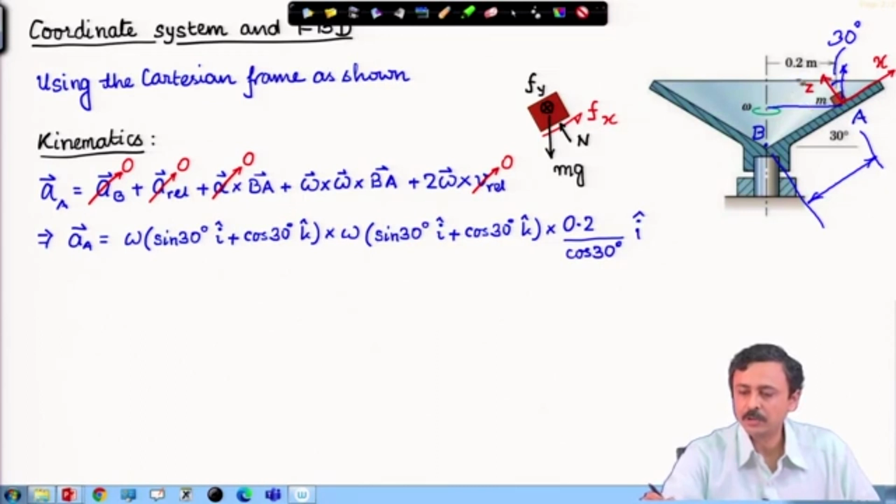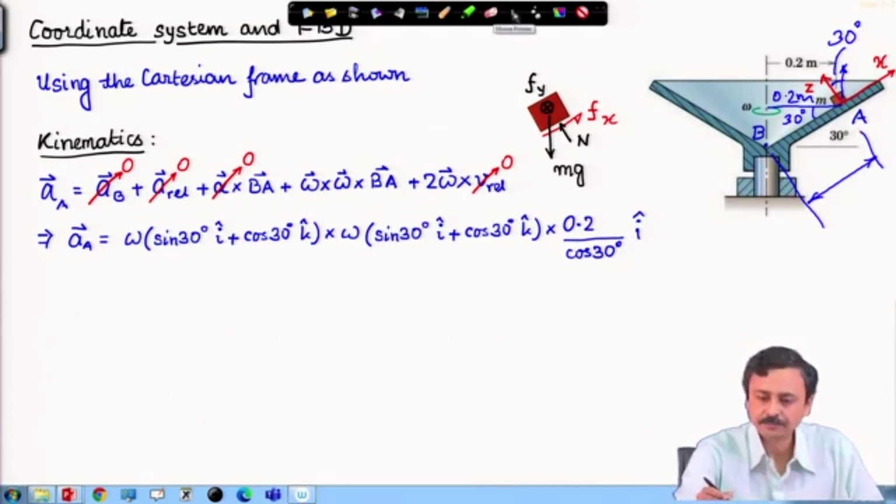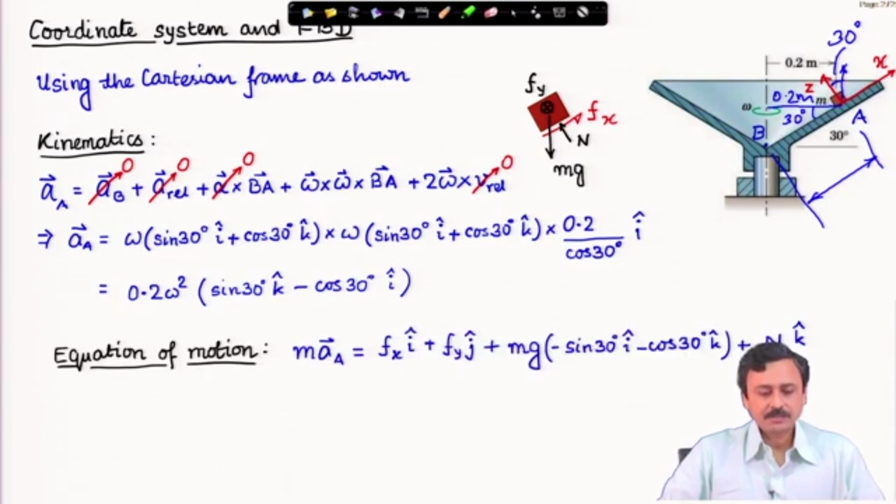This is 0.2 given, this is 0.2 meter, and this is 30 degree. Therefore, BA is 0.2 by cosine 30 degree, and it is in i cap direction, and this simplifies to this expression. Once the kinematics is set, we can now go over to the equation of motion.